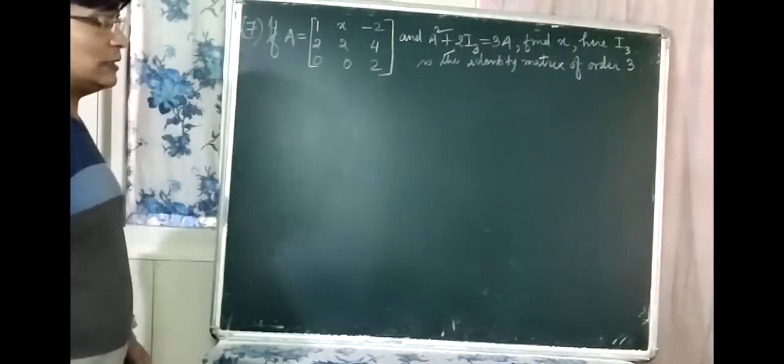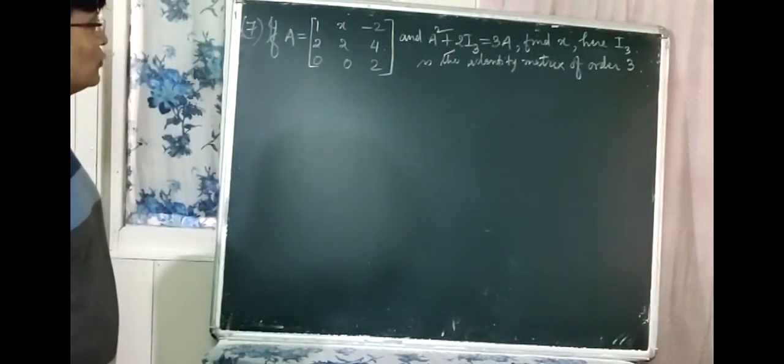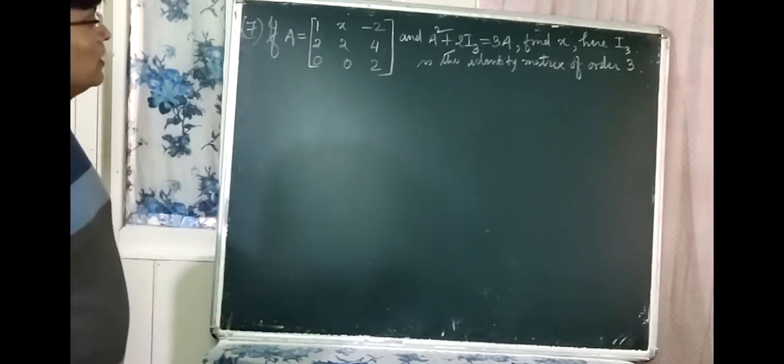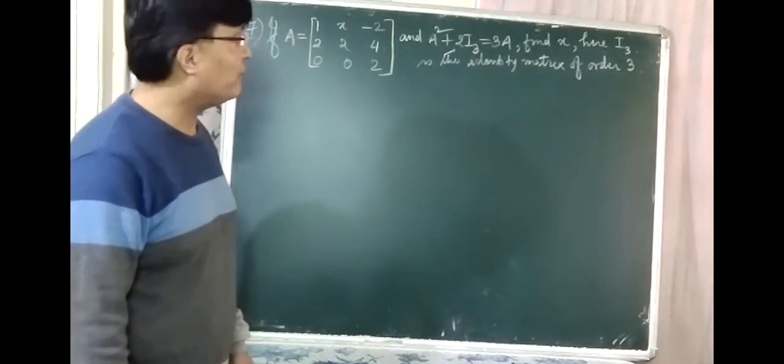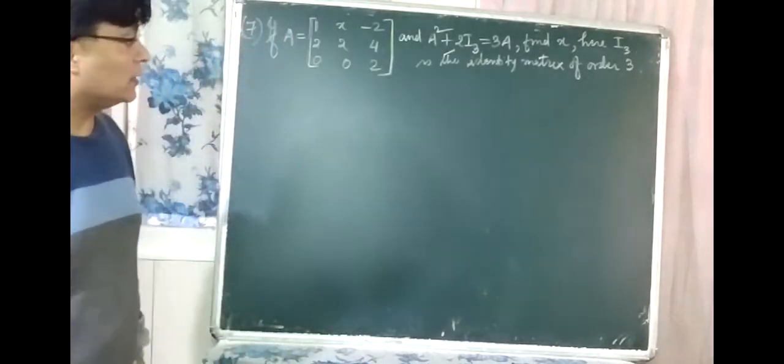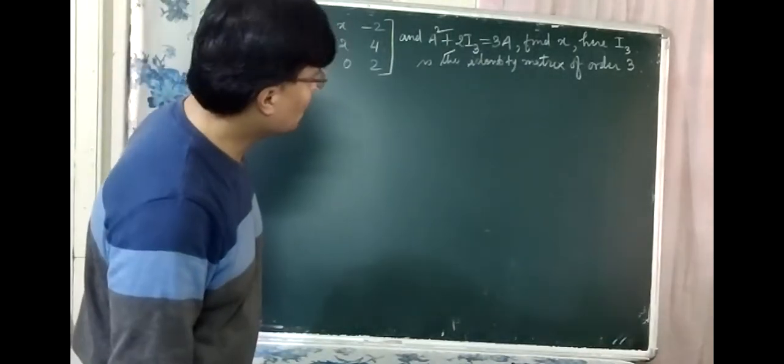Number 7. If A is equal to the matrix [1, x, -2; 2, 2, 4; 0, 0, 2], and A squared plus 2 I3 is equal to 3A, find x. Here I3 is the identity matrix of order 3.